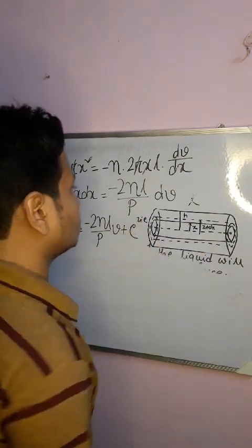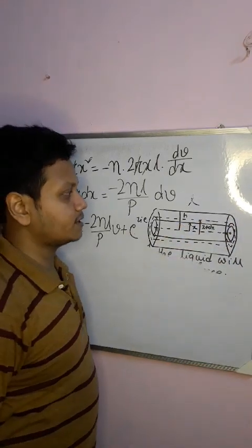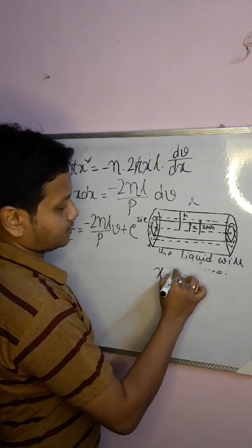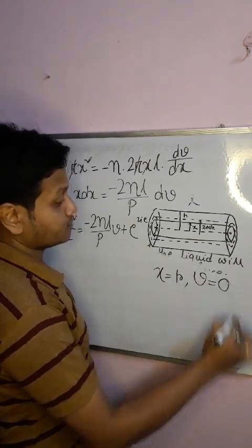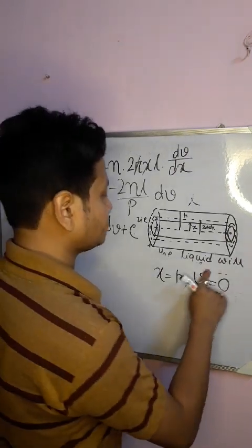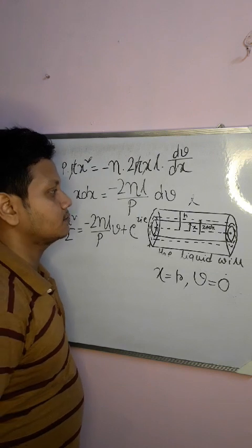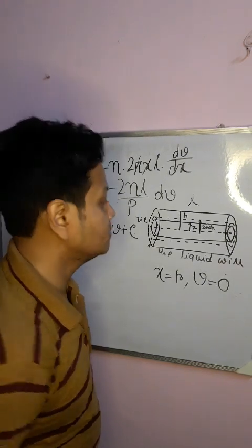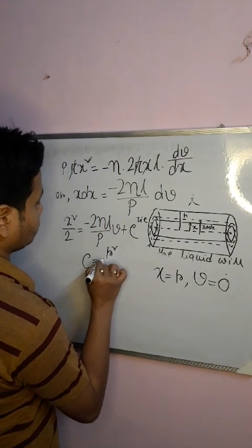Now we know the boundary condition: the liquid layer in contact with the surface of the tube is at rest. So at x equal to r, that layer possesses V equal to 0. This is the boundary condition in our hand, that at x equals r, V is 0. So if we put it, we get C as r square by 2.